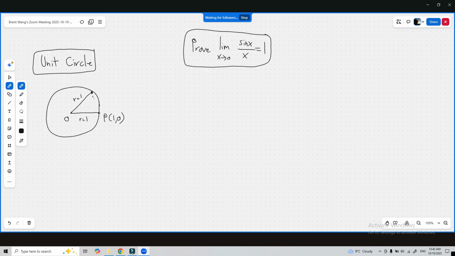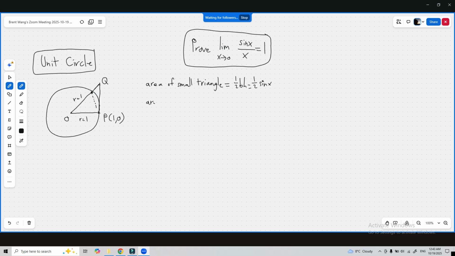This small triangle here, this sector, which is this pizza pie slice, and this vertical tangent line formed by P that goes up to here. Let's call this point Q. Area of small triangle. The area of the small triangle is equal to 1/2 base times height. The base is just r equals 1, so it's just 1/2 times height, which is 1/2 sine x.